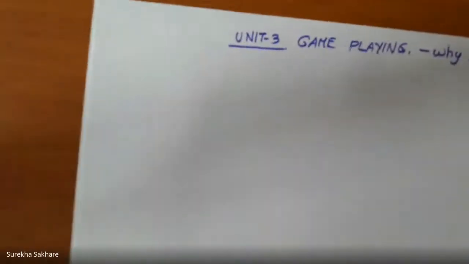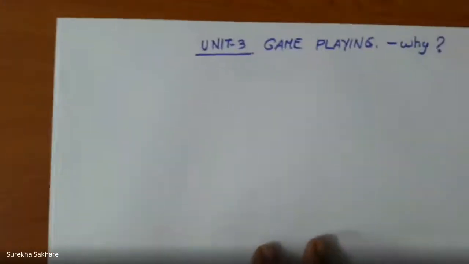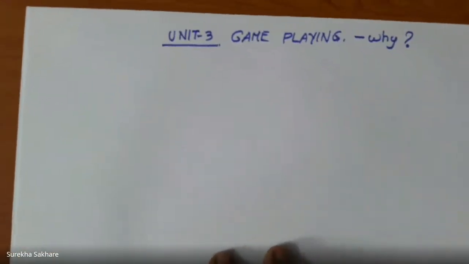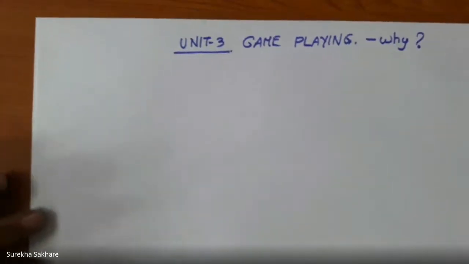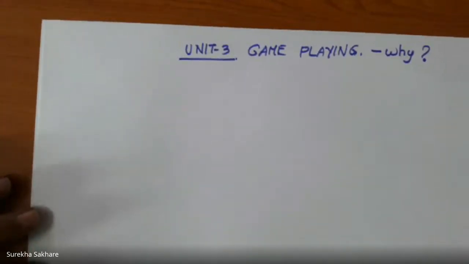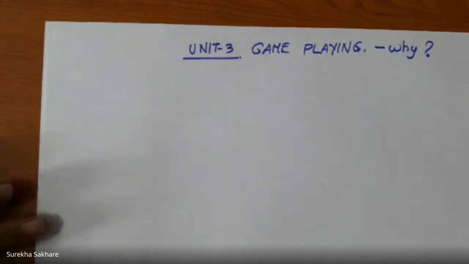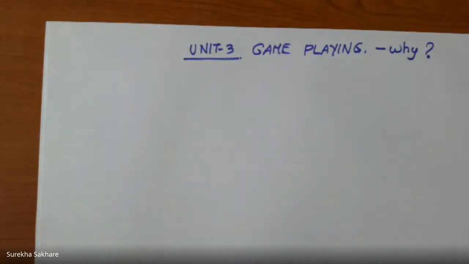Now we will learn in unit 3 the game playing. And why are we learning this? That is the introduction to this unit 3, and this lecture is about why the game playing technique is selected for getting our artificial intelligence to do some problem solution, why it has been taken.